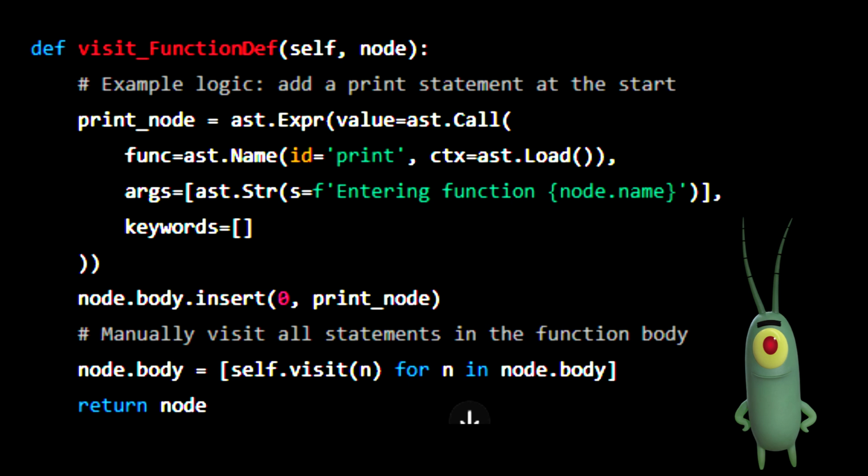# Example logic: add a print statement at the start. print_node = ast.Expr(value=ast.Call(func=ast.Name(id='print', ctx=ast.Load()), args=[ast.Str(s=f'Entering function {node.name}')], keywords=[])). node.body.insert(0, print_node). # Manually visit all statements in the function body. node.body = [self.visit(n) for n in node.body]. return node.